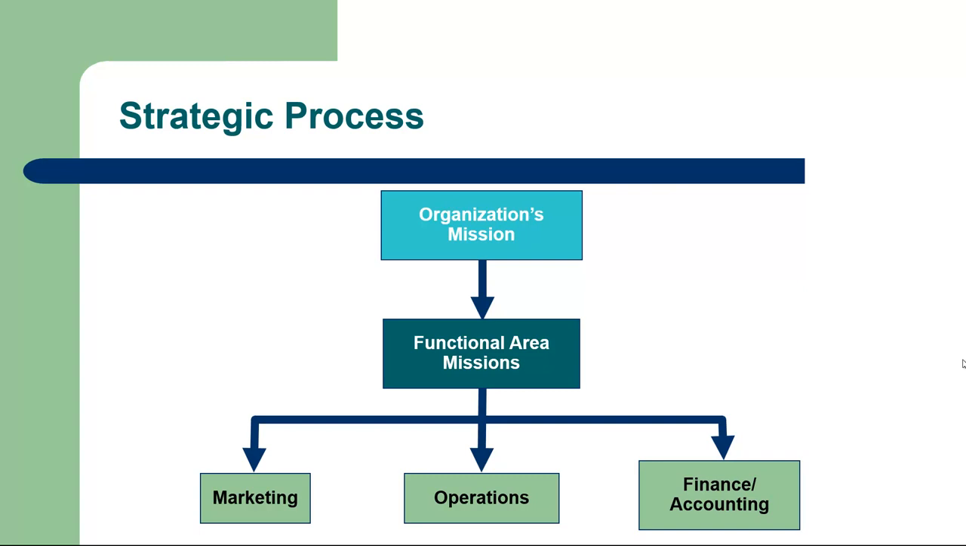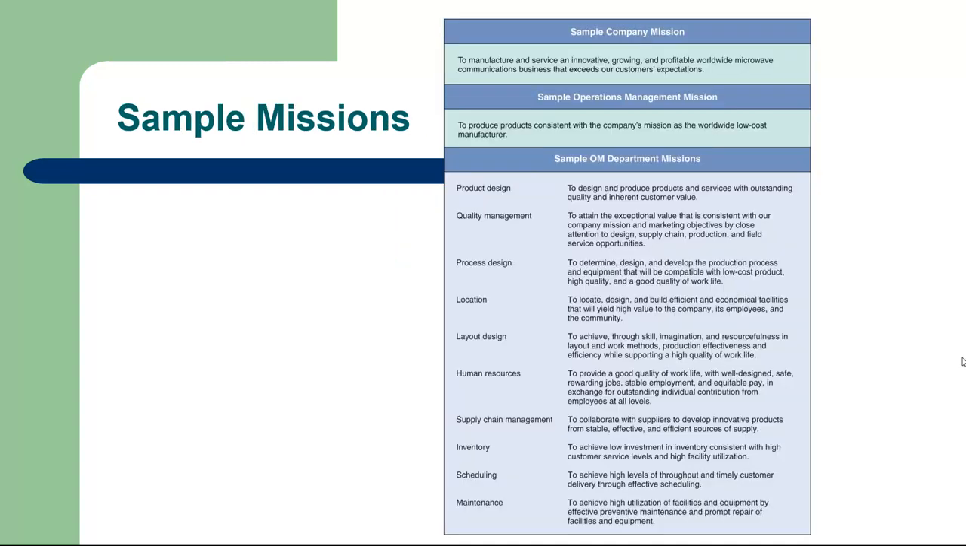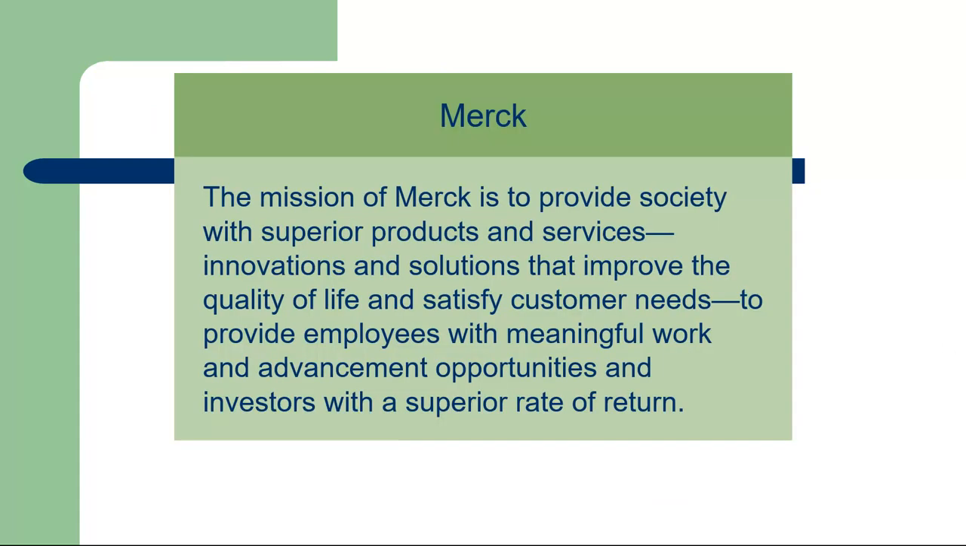The functional areas that we talked about before also should have missions that will be mapped to the organization mission. So we have marketing, operations, finance and accounting. Those are the three major areas. It will include mission statements that map to the organization mission. This slide shows an example of department's missions mapped to the operations management mission to the company's mission.